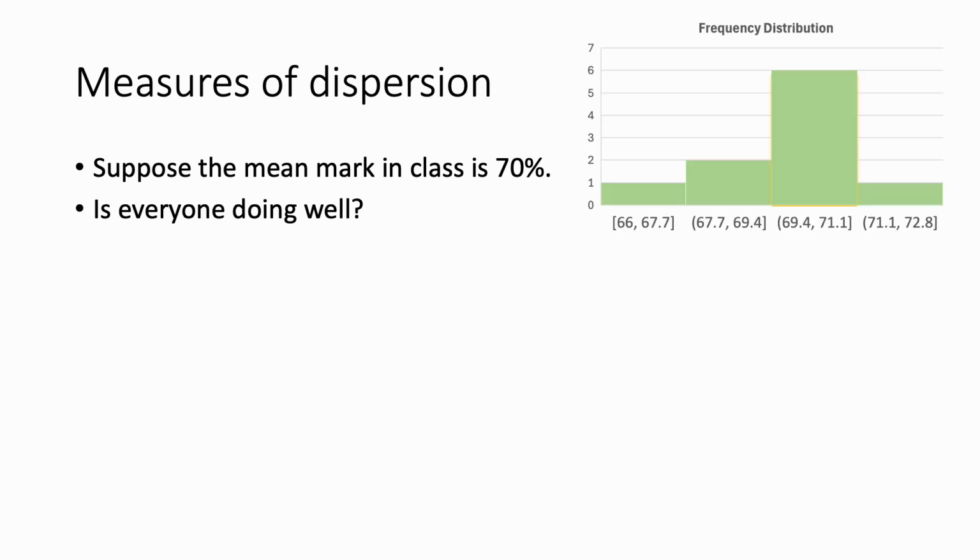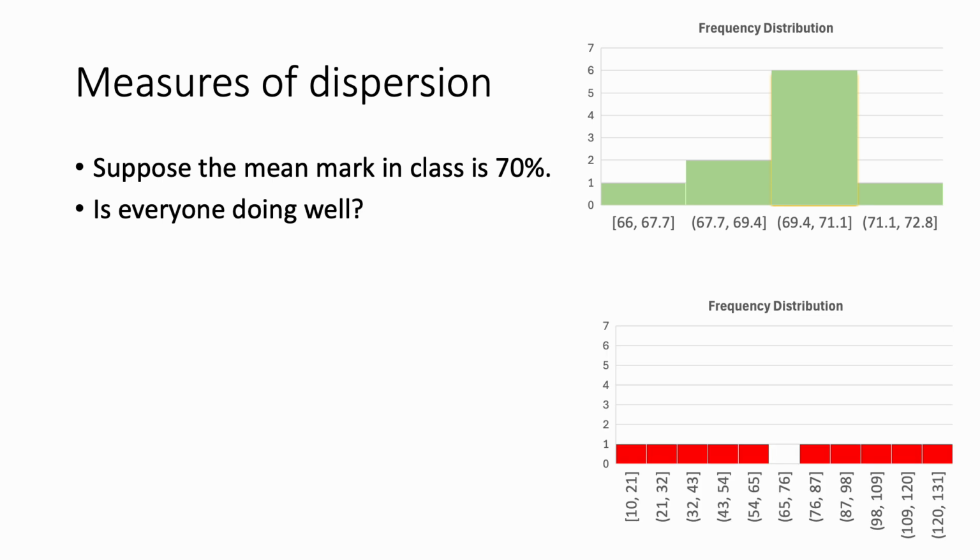Not necessarily. Let's look at this distribution where it appears that most of the class marks are indeed around 70%. So this class is doing well indeed. But in contrast, here's another distribution where the mean score is still 70, but you can visually see that the marks are spread very widely. The scores are all over the place.